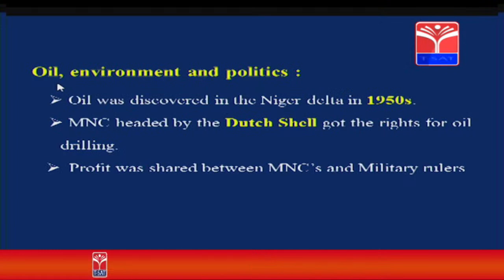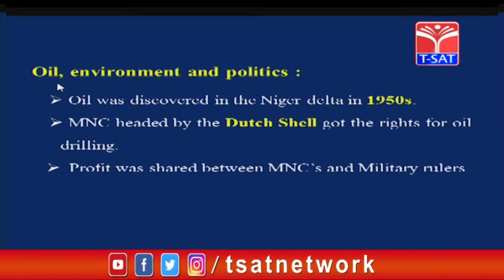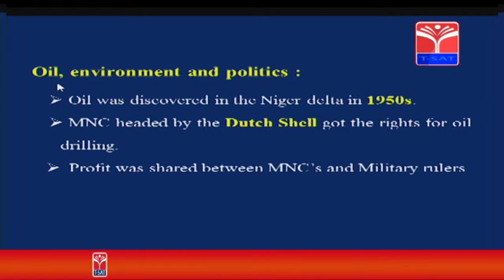Let us have a look at them. Oil, environment and politics. In Nigeria in the 1950s, oil was discovered in the Niger Delta. This was the turning point for Nigeria. So, multinational companies headed by the Dutch Shell Company got the rights for oil drilling, but the profit was shared between multinational companies and the military rulers. So, the military rulers suppressed all the human rights of the people.